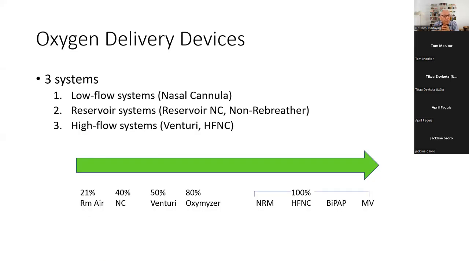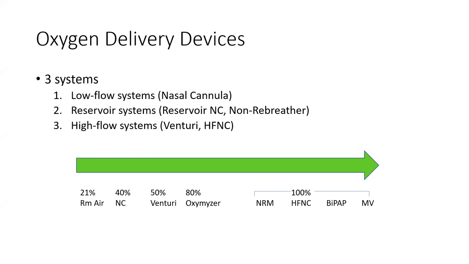There are three systems, basically, that assist us in delivering oxygen. Oxygen delivery devices are used to administer supplemental oxygen. The reason this is important is that it increases the patient's oxygenation. Basically, these devices are able to entrain or mix oxygen and air, thus making a fixed concentration of oxygen, which can then be delivered to the patient.